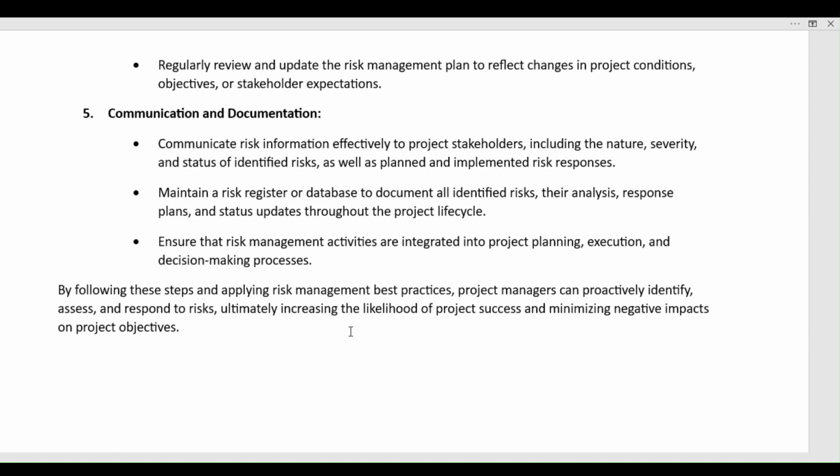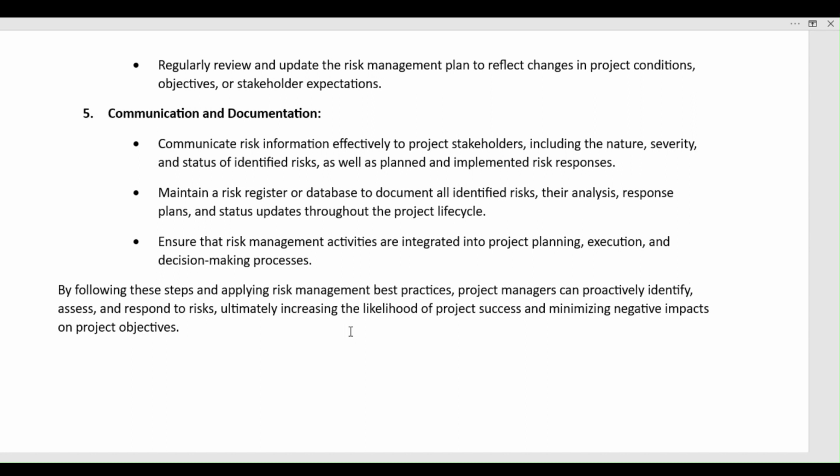Fifth one is communication and documentation, which is the most critical one. You need to communicate the risk information effectively to all the stakeholders, including the nature, severity, and status of the identified risks, as well as the planned and implemented risk responses. Second one is maintain a risk register or database to document all identified risks, their analysis, response plans, and status updates throughout the project lifecycle. Ensure that risk management activities are integrated into the project planning, execution, and decision-making processes.